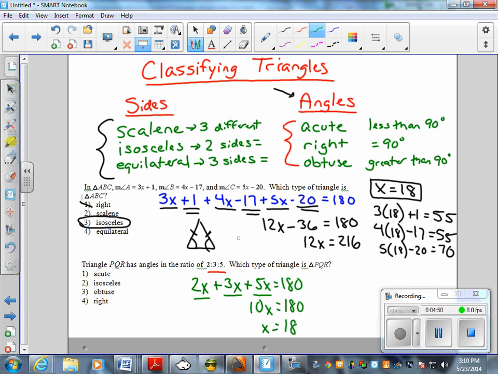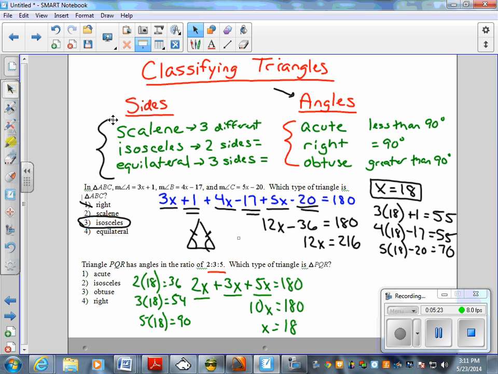Now again, that doesn't really help us because we're not asked for x, we're asked for the sizes of the angles. So we need to go back to our ratio and plug in x next to each of those three numbers. So we end up with 2 times 18 for 2x, which is 36, 3 times 18, which is 54, and 5 times 18, which is 90.